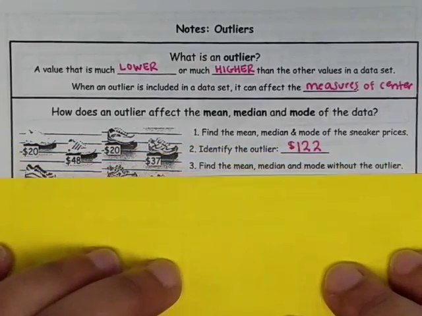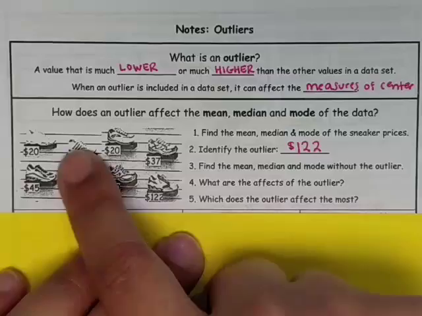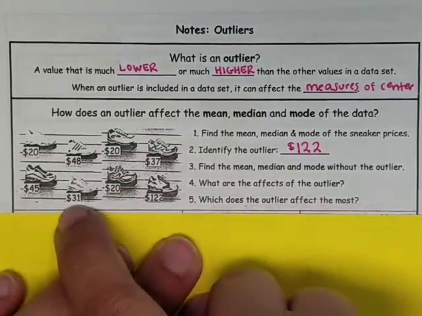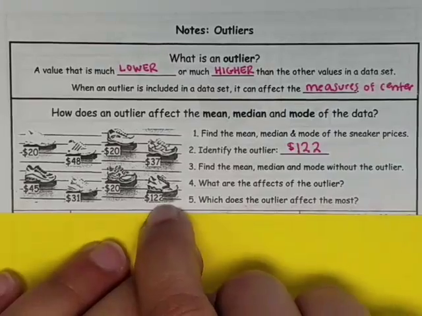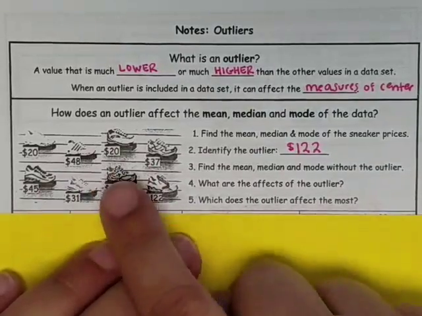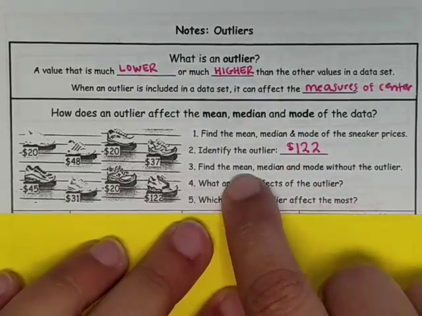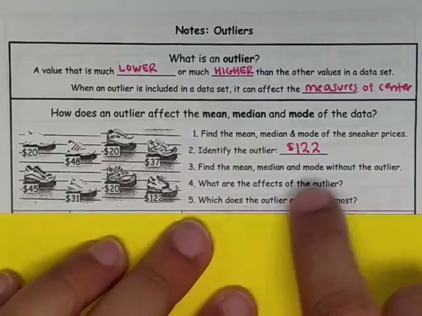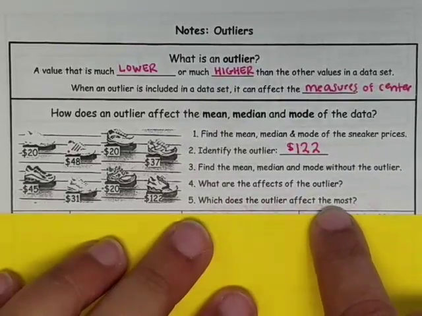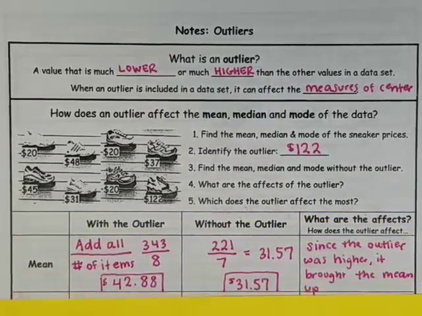So how does an outlier affect the mean, median, and mode of the data? So here's 8 pairs of shoes. We've got $20, 48, 20, 37, 45, 31, 20, 122. So this 122 is catching my eye because it's way larger than the rest of the data. So we're going to identify the outlier as being $122. Then we're going to find the mean, median, and mode without the outlier. And then we're going to see what effects happen to the outlier and then which one is affected by the outlier the most. All right.